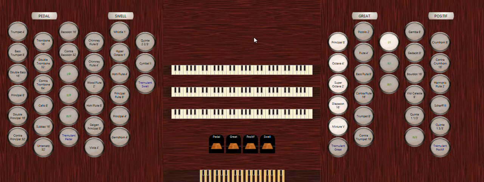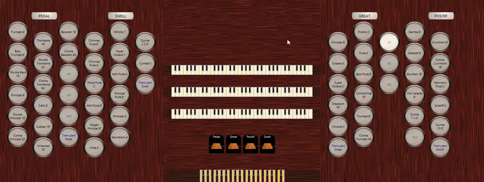Okay, so that was my horrendous attempt at the beginning of Toccata in D minor. That was an actually pretty dang bad attempt at Toccata. Literally half of that was wrong. Okay.